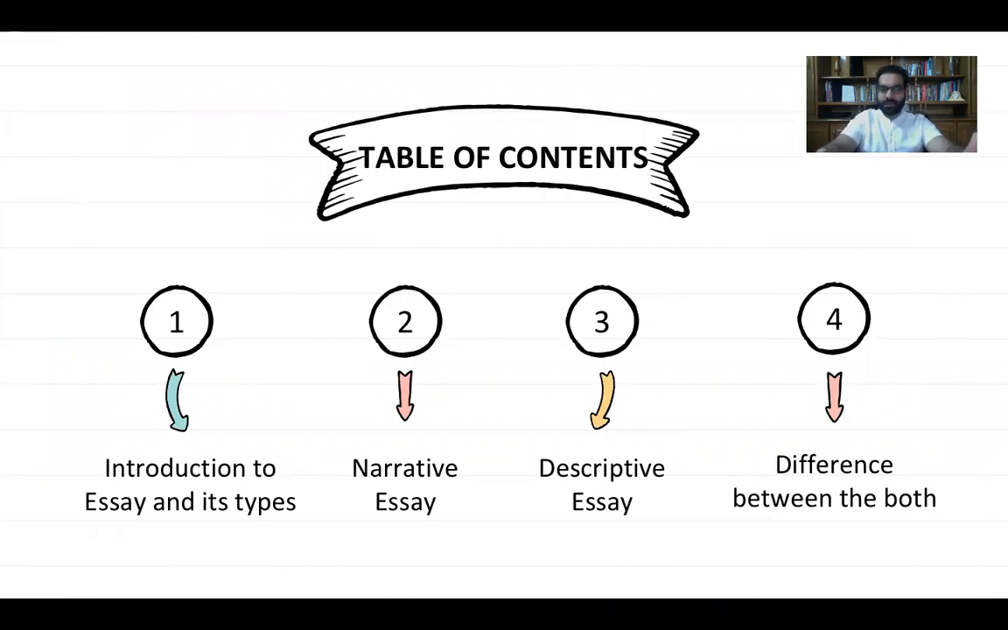Table of contents should be that: introduction to essay and its types. I'll start from the very basic level, that what is an essay basically, how it functions, how it works, as well as we'll talk about narrative essays, we'll talk about descriptive essays, and we'll talk about the difference between the both. And the fourth point, basically, is the most essential one, because if we don't know the difference between the both, then we keep writing endlessly without taking any output from there. So this is the most important thing which you have to do. And please, you need to watch this video till the end so that you could come to know about the real difference between the both.